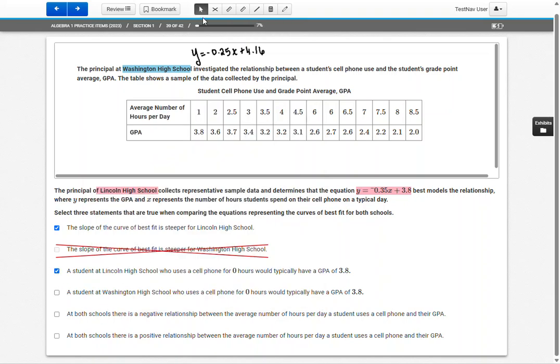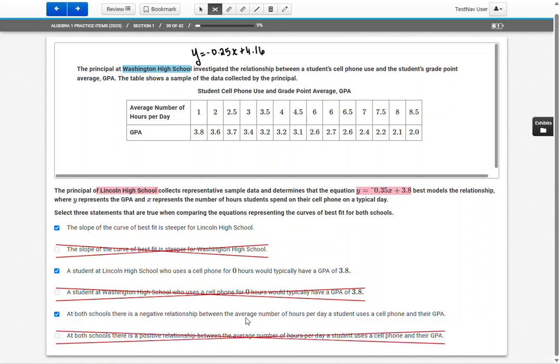Okay, so it cannot be the same for both of them. It is not. And then for both schools, there is a negative relationship between the phone use and the average GPA. That is true. It's not a positive relationship. It is negative because the more cell phone they use, their GPA is going down. So that's not a good relationship. Okay, and so it cannot be this one. There you go.